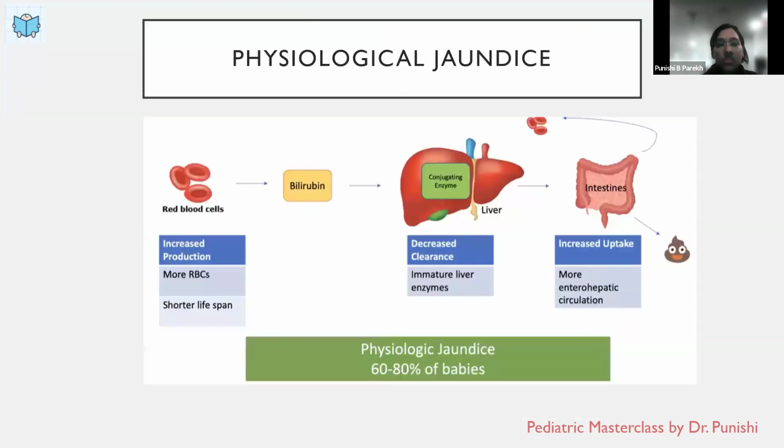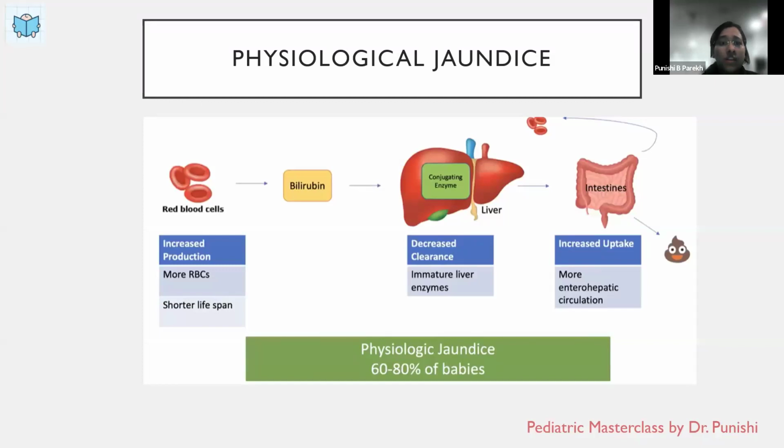So we all know that jaundice basically is excess bilirubin, right? Now, newborn jaundice or neonatal jaundice affects 60 to 80% of neonates, which is a lot. Now, why are newborns at a risk of jaundice as compared to their older counterparts and adults?